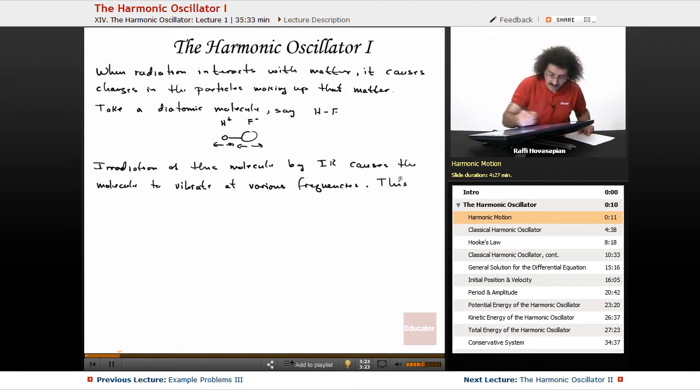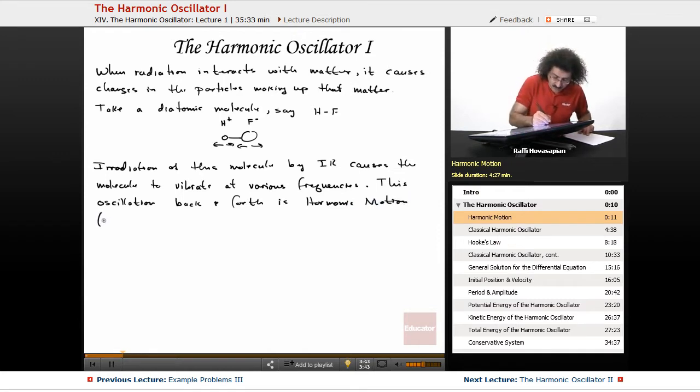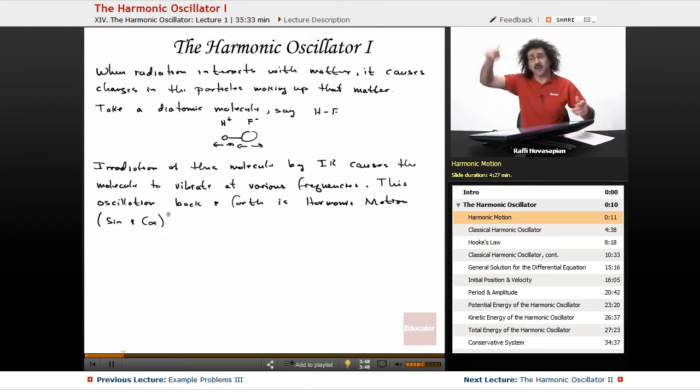This oscillation back and forth is harmonic motion. Harmonic motion just refers basically to sines and cosines, because you remember sine and cosine curves repeat themselves. Harmonic means periodic, repeating, just back and forth, back and forth. That's all harmonic means.